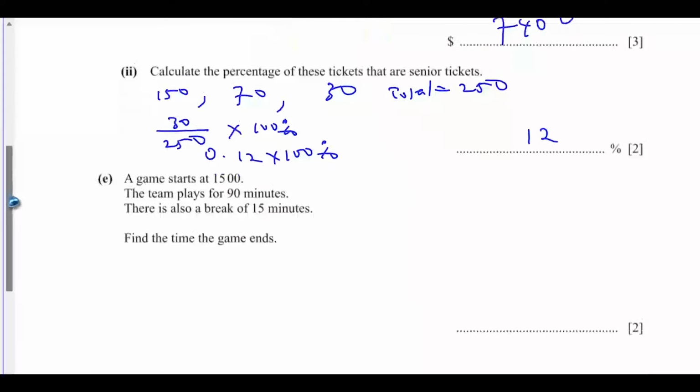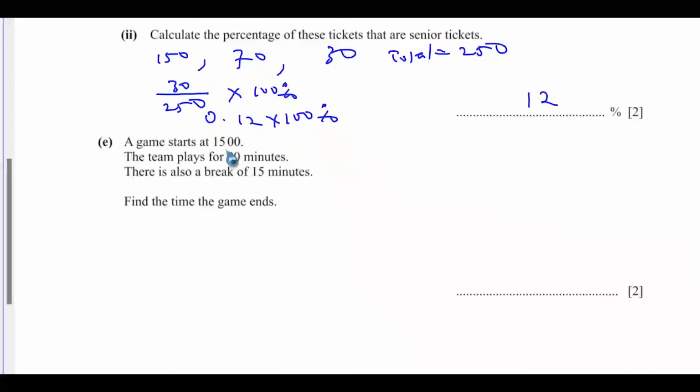Let's go to part E. A game starts at 15:00. The team plays for 90 minutes. There is also a break of 15 minutes. Find the time the game ends. Okay, so you have your hour and minute here respectively. So you have 15:00. You have 90 minutes, and you also have 15 minutes.